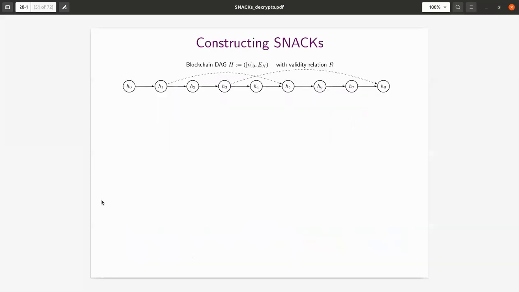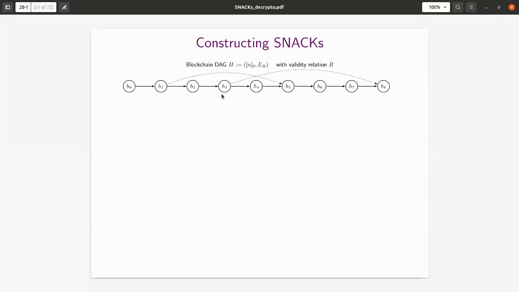So now, how do we construct SNACKs after we've defined them? Probably you already know. We assume that we have a blockchain whose DAG is a chain as we defined it here. So it's a path with extra edges, and it has some validity relation R. The validity relation R takes an index node I, say block I, and its parents, and decides whether this is a valid block or not.